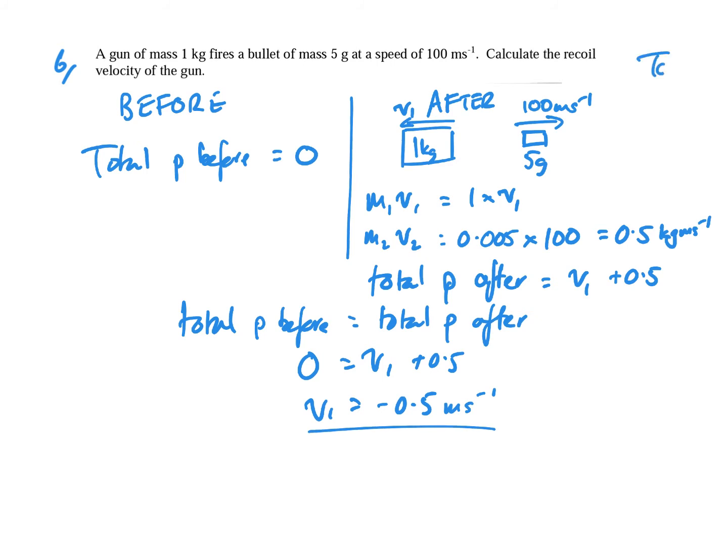I should actually have indicated at some point, that opposite direction is indicated by the minus sign. So the recoil of the gun is 0.5 meters per second in the opposite direction. Now I sincerely doubt that you will be asked to show this, but basically it's good background knowledge.